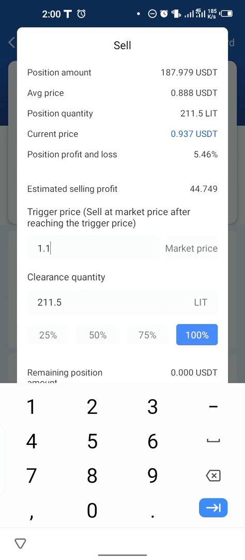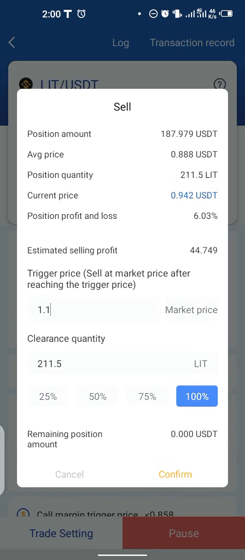So it will show me that where I invested $184, I'll be able to make 44.759. So I can also sell, not looking at the percentage, but I can also sell according to the price.